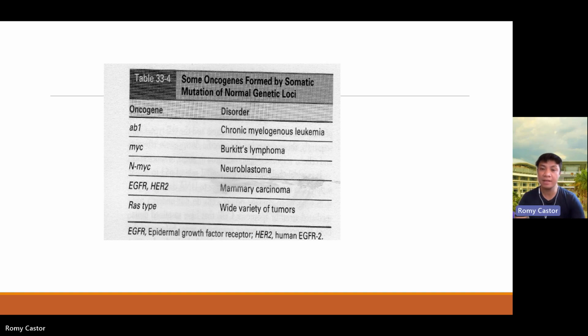Okay, so we have here the different oncogenes and their association with the different cancers. The ABL, associated with the CML or chronic myelogenous leukemia. MYC associated with the Burkitt lymphoma. NMYC associated with the neuroblastoma. Epidermal growth factor, and we have also the human epidermal growth factor 2 is for the breast or mammary carcinoma. The RAS type na oncogene natin associated with a variety of different tumors or cancers.